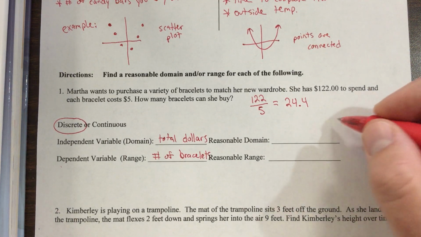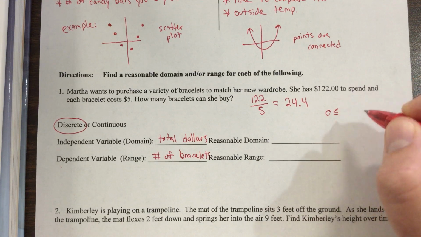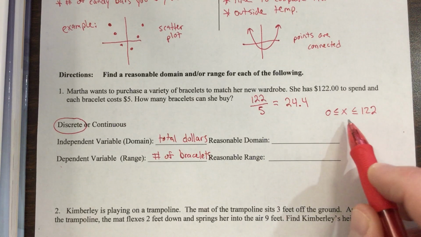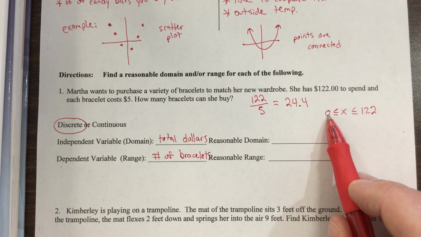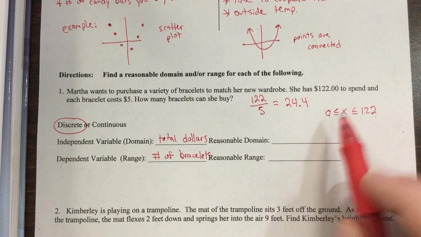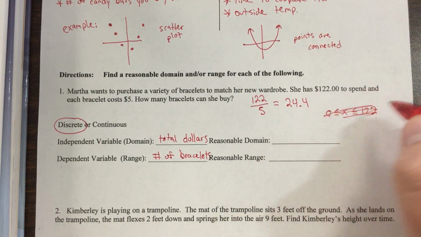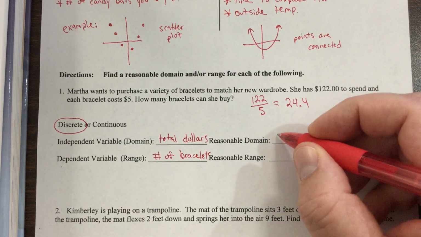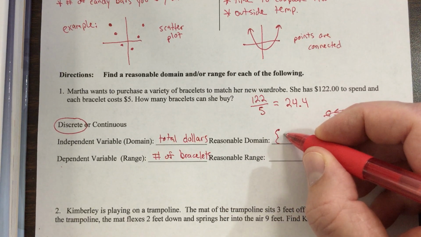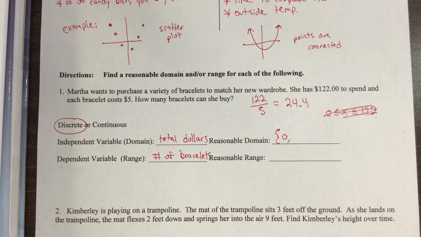So this is tricky. So what you don't want to do is this: 0 less than or equal to x less than or equal to 122. Because what this statement says is that you could spend everything between 0 and $122 because that's how much money you have, and all the decimals in between. That's not possible. All right, so you have to list them all out. So if you don't want to include all the numbers in between, here's one way you could write it. Use braces. The lowest you could possibly spend is 0. You want to start at the lowest. You don't have to buy any bracelets, right?